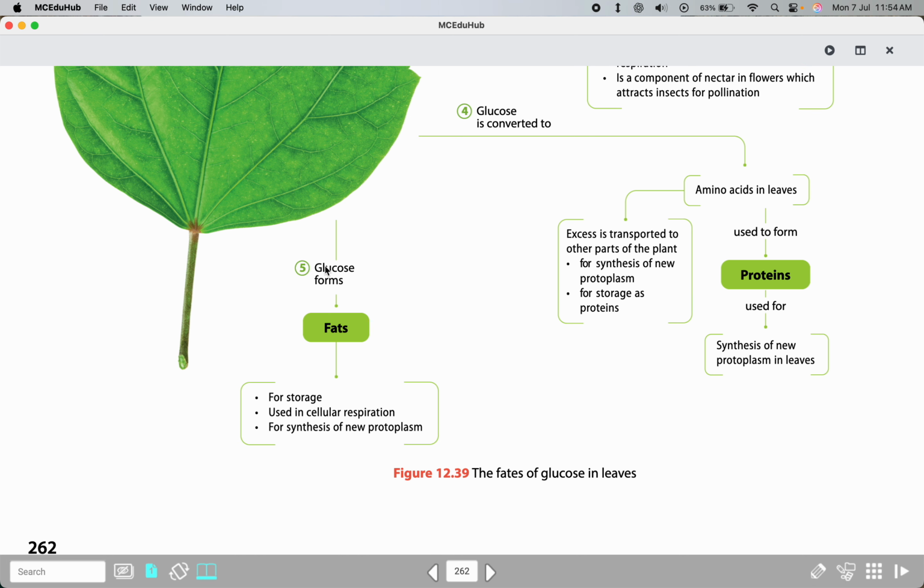Last but not least, the fifth thing is that glucose can be used to form fats. And so the fats can be used for storage. The fats can be broken back down into glucose during cellular respiration, and it can also be used to form new protoplasm, used to make the cell membrane.